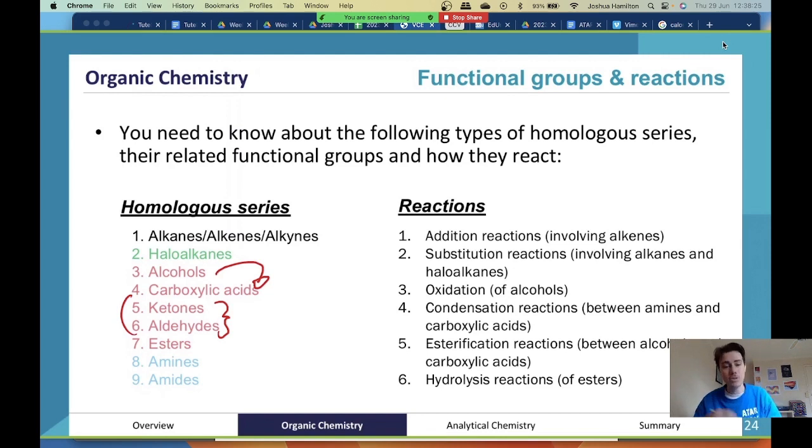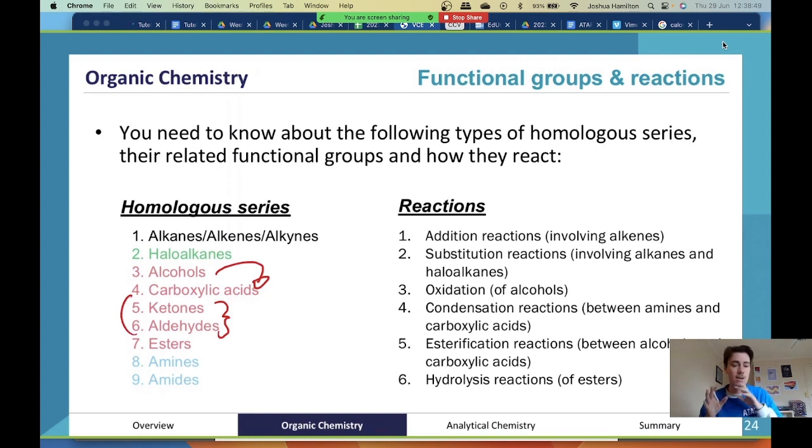Now, again, you don't need to know how to name them. So you don't need to know how to go, all right, that is pentanal or that is pentanol. So pentanal would have an aldehyde group on the end. You don't need to know how to name those if you were given the image. Same thing as amides and amines.